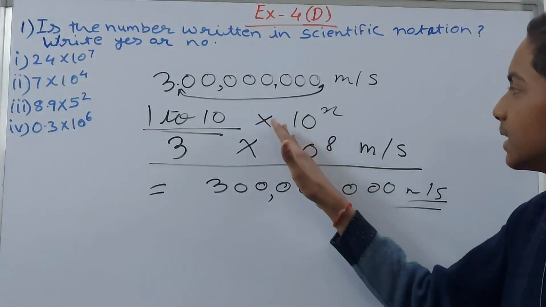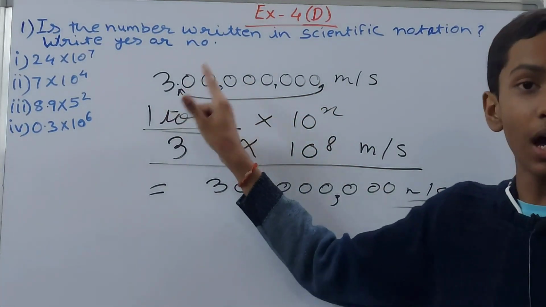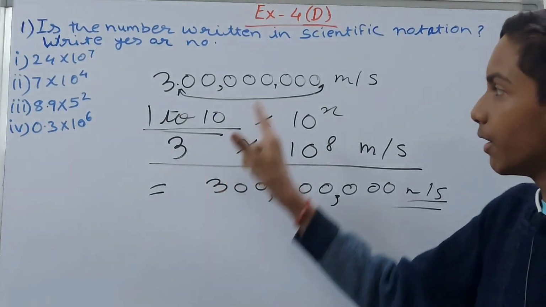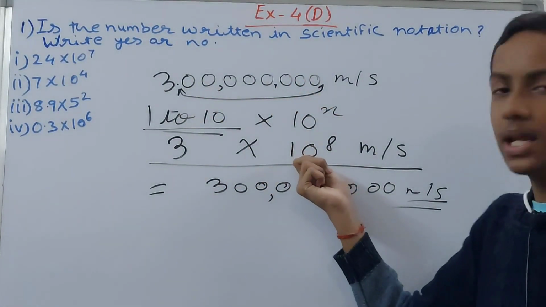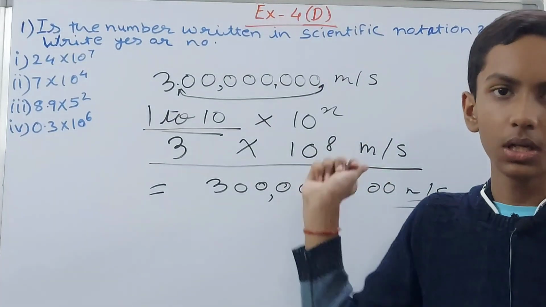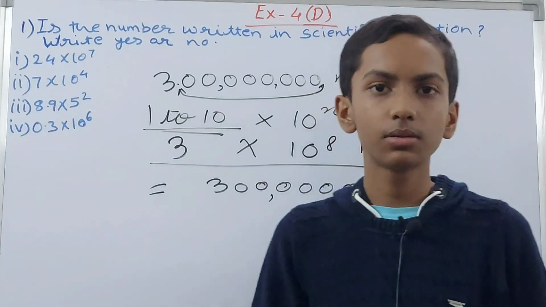And the second number is a power of 10. So always count the number of decimal places you have moved to get a number between 1 and 10. Here we moved 8 places, so the exponent of the number 10 becomes 8, the number of places you have moved. Now let's move on to the questions.